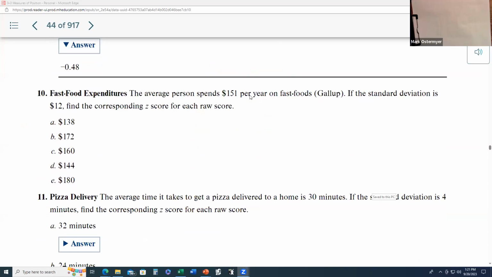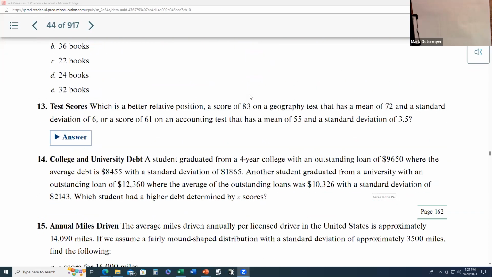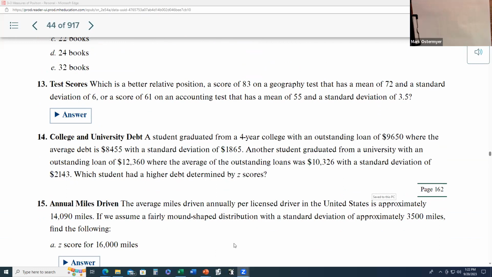Now, another question here. Number 13. This is classwork number 2, ladies and gentlemen. Classwork number 2, it says, which is the better relative position? A score of 83 on a geography test that had a mean score of 72 and a standard deviation score of 6, or a score of 61 on an accounting test that had a mean score of 55 and a standard deviation score of 3.5?